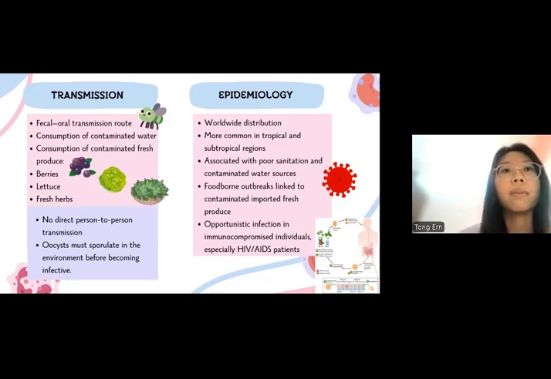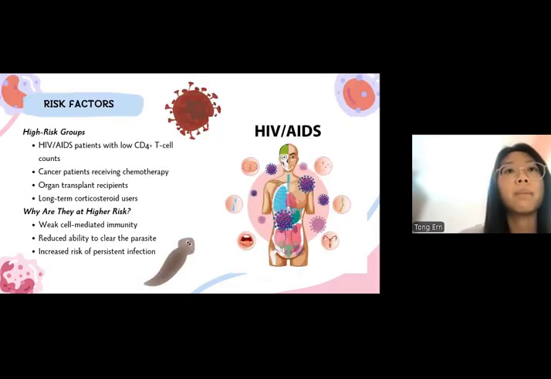Next, I'd like to discuss Cyclospora cayetanensis infections. The high-risk group is immunocompromised individuals. This includes HIV and AIDS patients with low CD4 plus T cell counts, cancer patients receiving chemotherapy, organ transplant recipients taking immunosuppressive drugs, and lastly individuals who use long-term corticosteroids.